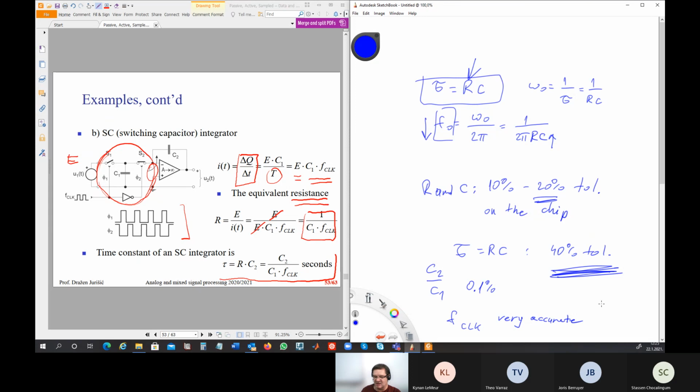Why? Because you can generate the clock using a crystal oscillator, and you will have a very accurate clock. And this is also very accurate. So altogether, this all of a sudden is very accurate. And this is not all. Besides being accurate, it can be tuned. If you change this value here, you will change tau.